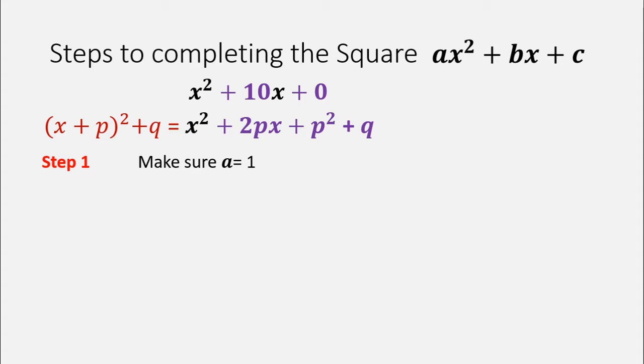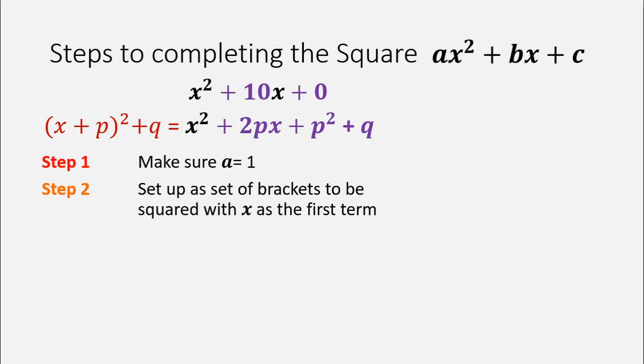Remember, I'm starting out with the simple examples. I'll explain what you need to do when it's not 1. Step 2, set up a set of brackets to be squared with x as the first term. That sounds pretty easy. It kind of sounds like the way we factorize. Set up two brackets with x in both brackets. Okay. Set of brackets, x is the first term, and I'm going to square that bracket.